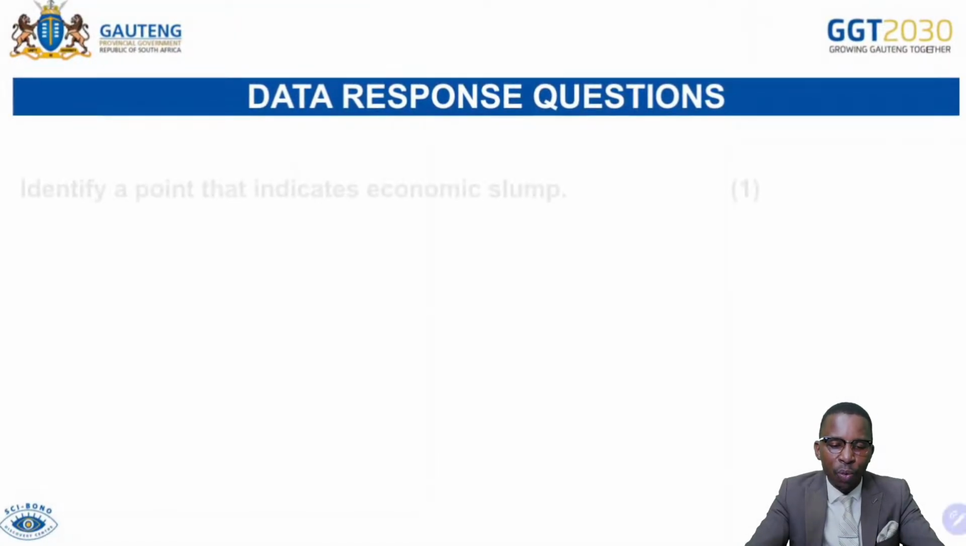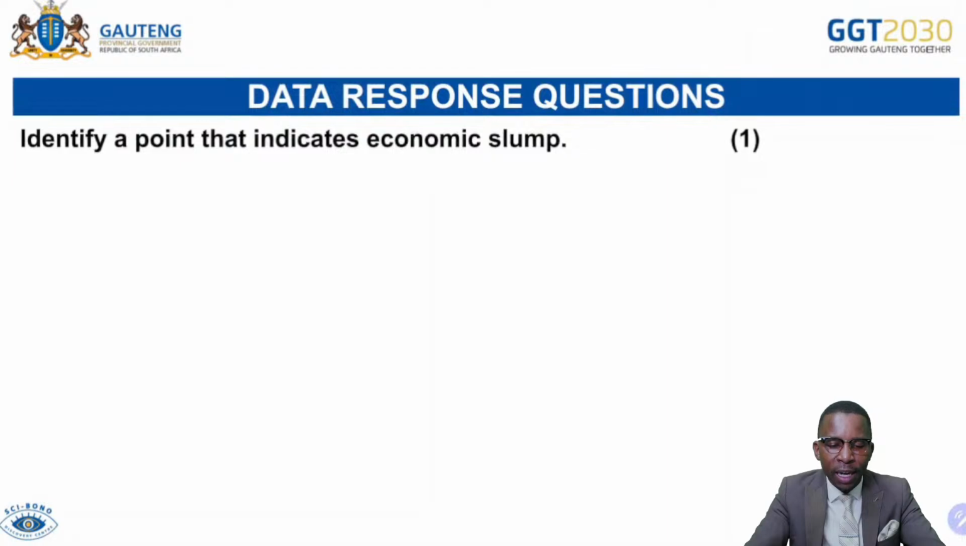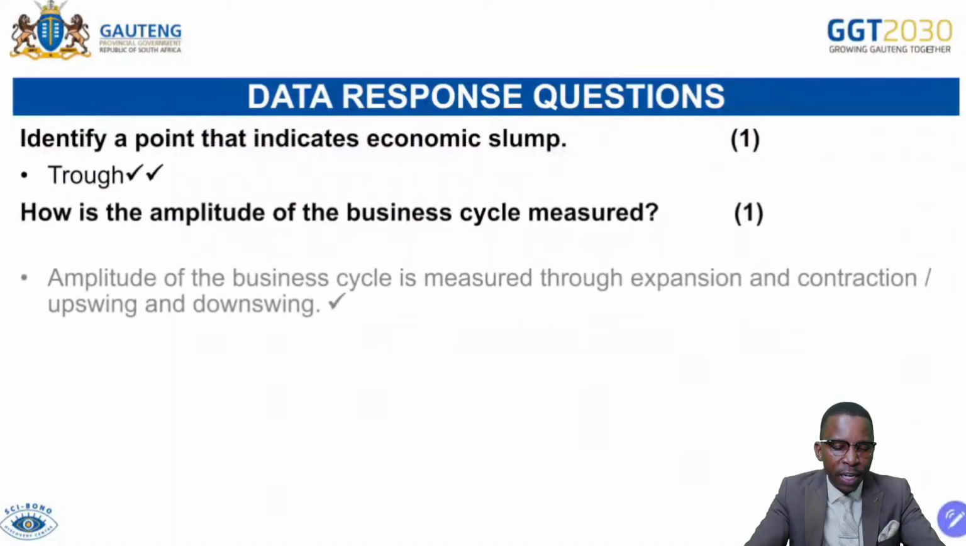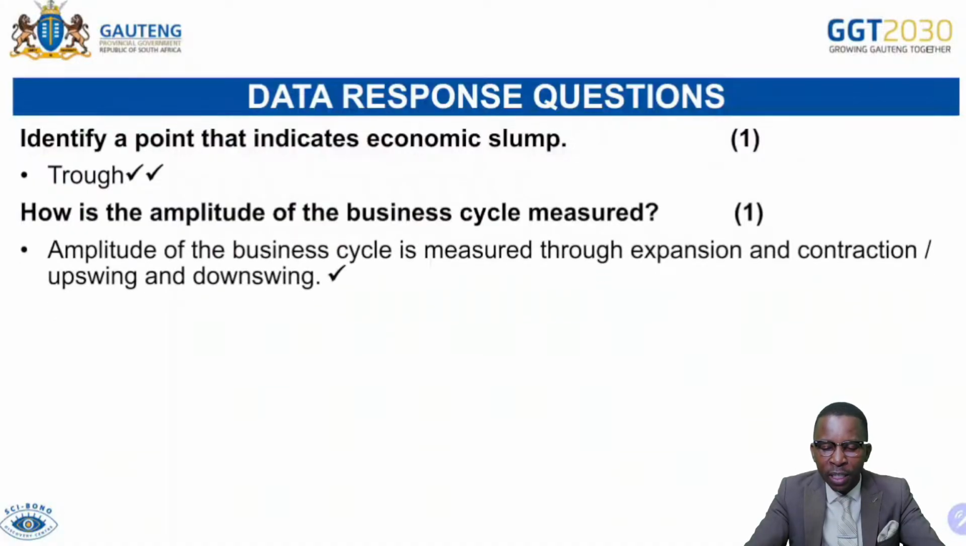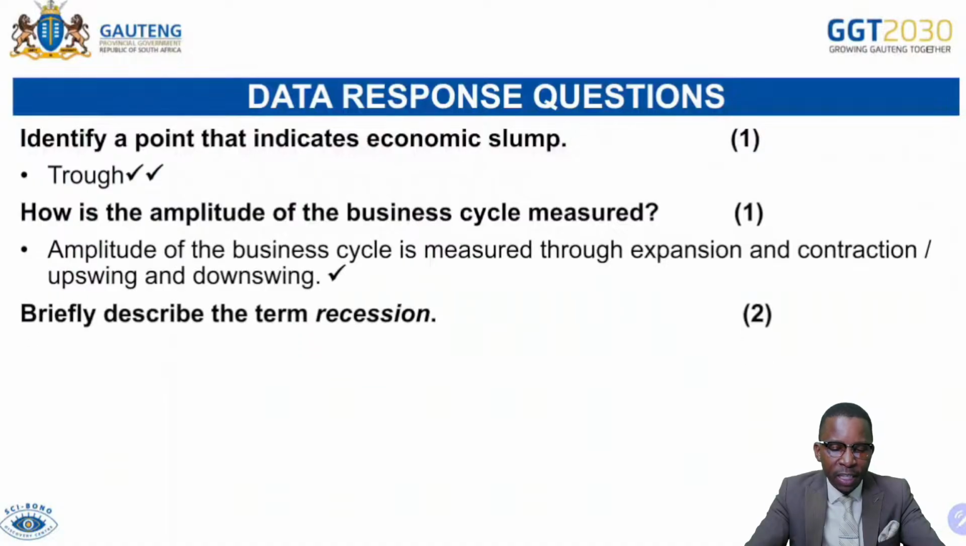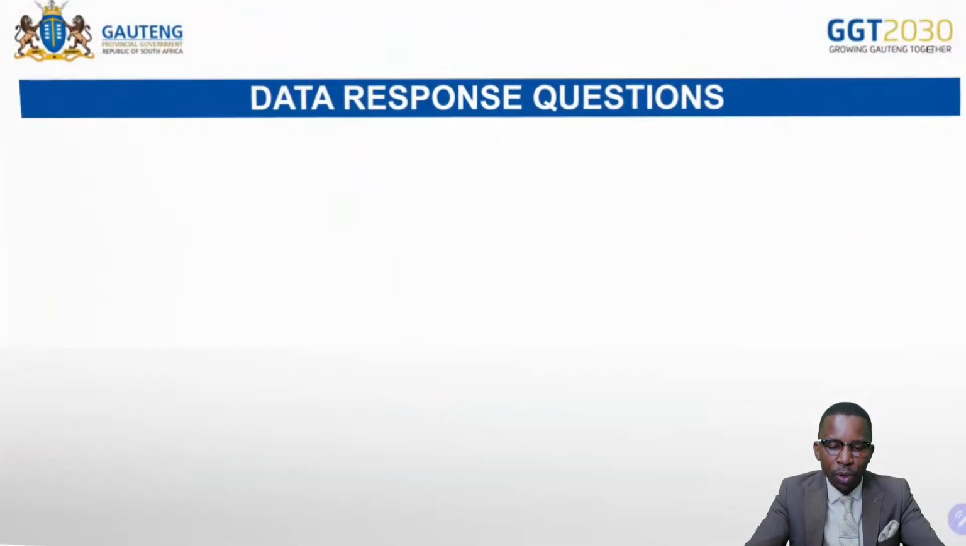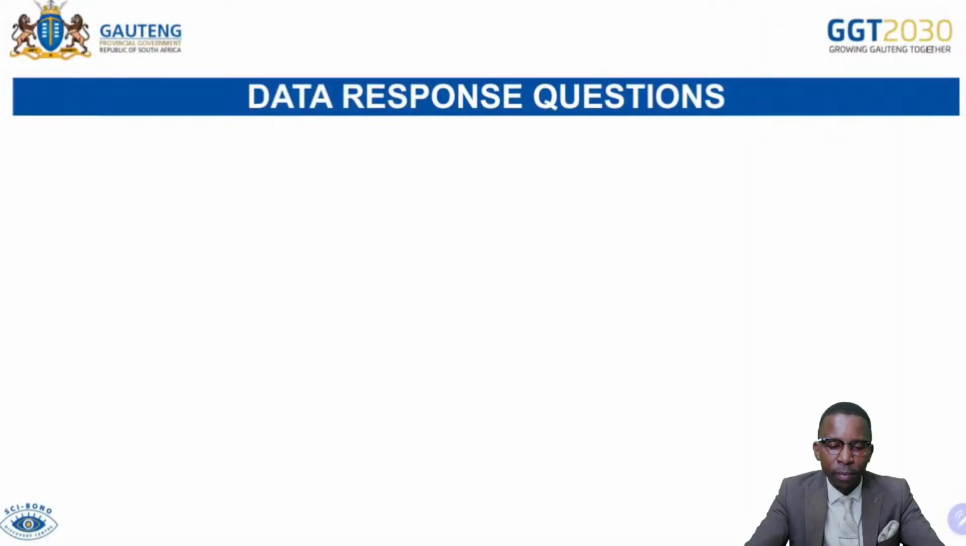Then let's look at the questions in there. Identify the point that indicates economic slump. That's a trough. And then how is the amplitude of the business cycle measured? The amplitude of the business cycle is measured through expansion and contraction, or upswing and downswing. Then briefly describe the term recession. Recession is a consecutive decline in economic activities which can last for 6 months or 2 consecutive quarters. That is a recession. And then we continue.